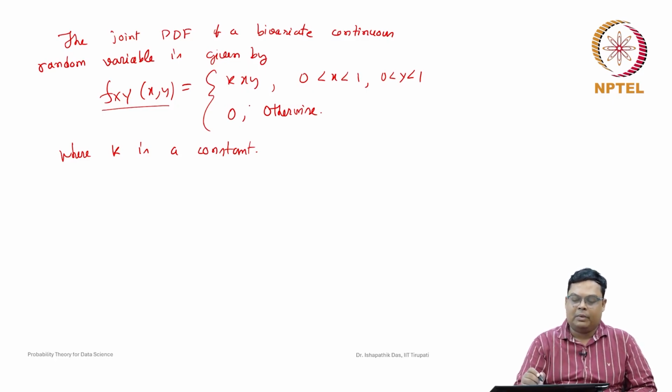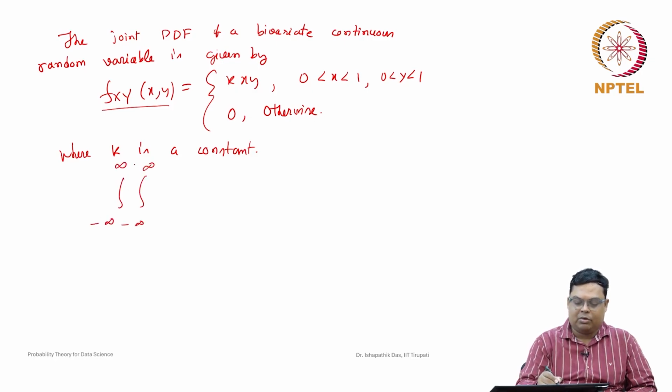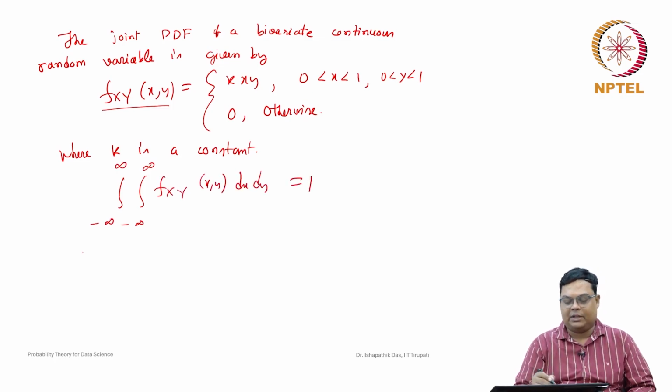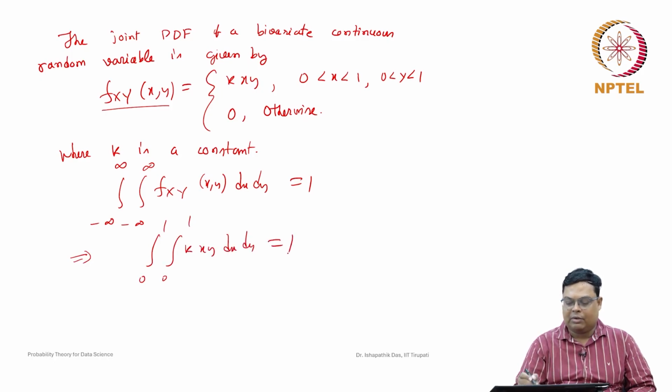Now, the integration over the whole region should be equal to 1. So, we use this: the integral from minus infinity to plus infinity, and minus infinity to plus infinity, of f_XY(x,y) dx dy should be equal to 1, that is the property. Now, it is equal to 0 outside the region 0 to 1, 0 to 1. So, that is why this will be 0 plus the integral from 0 to 1, 0 to 1 of k x y dx dy, which is equal to 1.